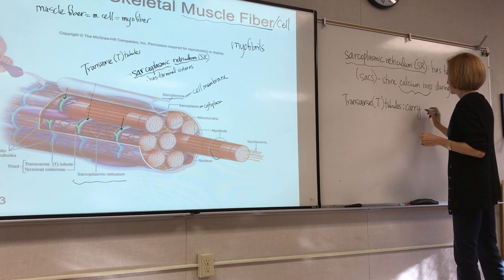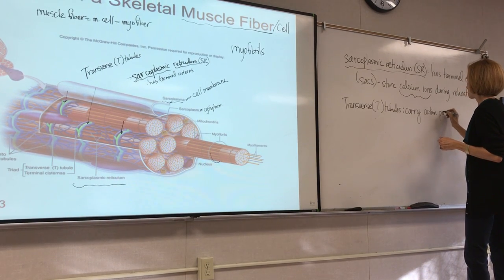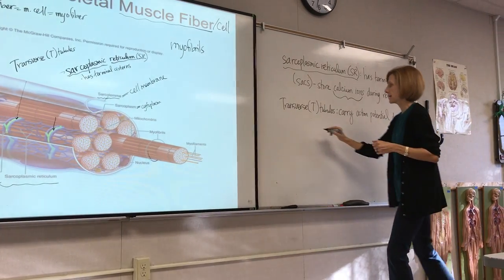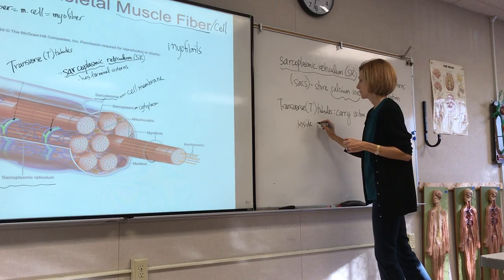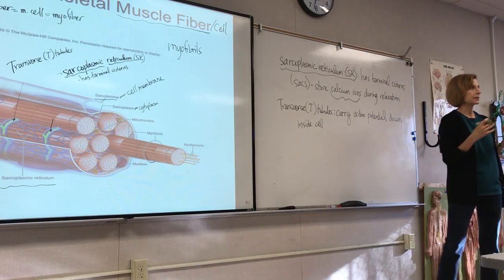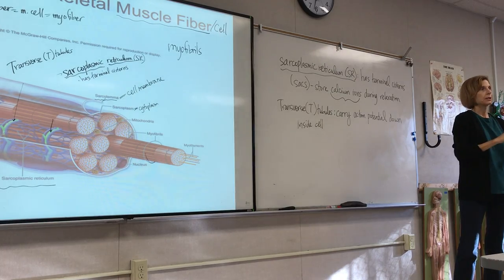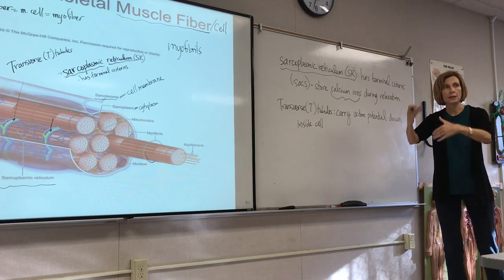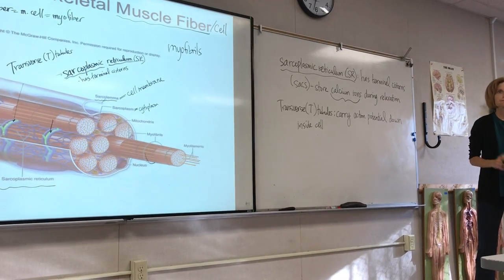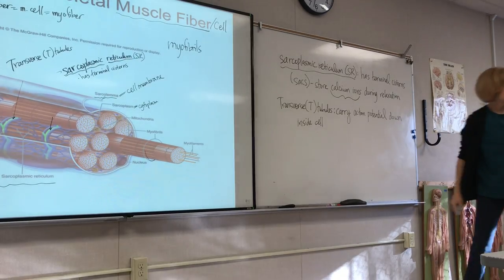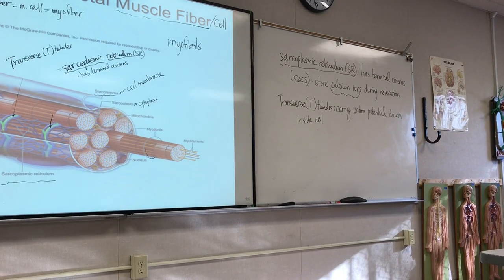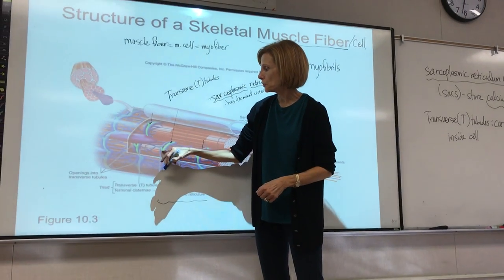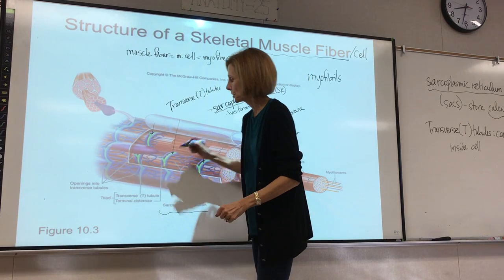They carry the electrical current called the action potential down inside the muscle cell. So they help to get that electrical current inside the cell. And this is really what triggers the whole contraction process. So we said that T-tubules are located between the 2 terminal cisterns.